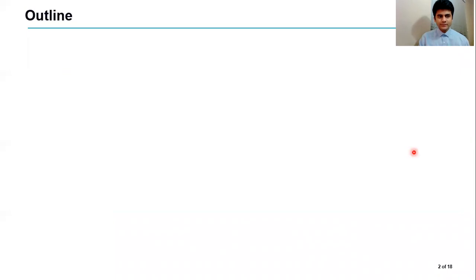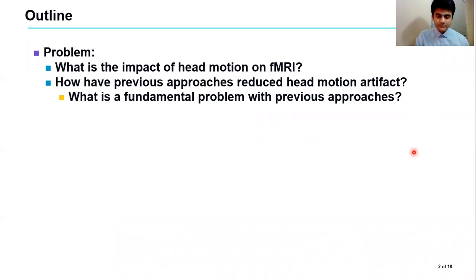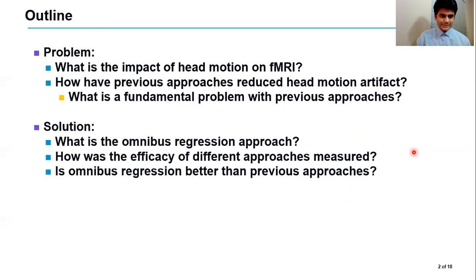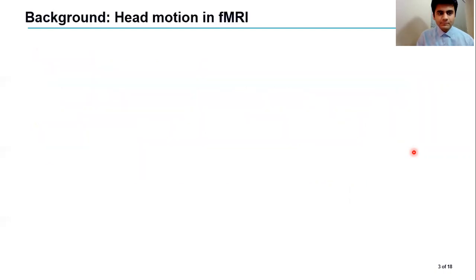A brief outline of the talk. I'll first go over the problem, what the impact of head motion on fMRI is, how previous approaches have tried to reduce head motion artifact, and what a fundamental problem is with previous approaches. And I'll present a possible solution where I'll go over what the new proposed omnibus regression approach is, how the efficacy of this approach compared to previous approaches is measured, and whether omnibus regression is better than previous approaches.